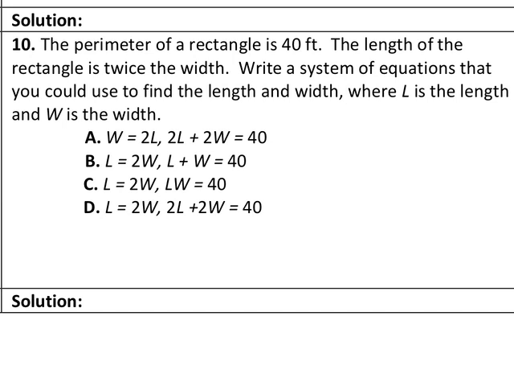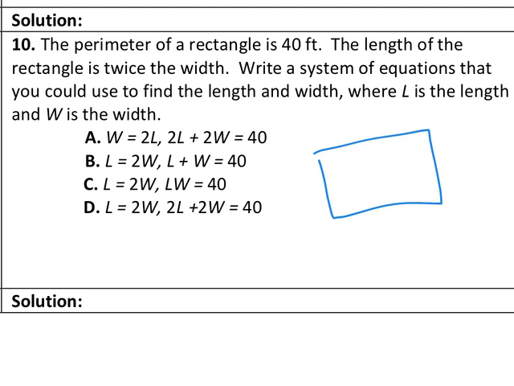All right, the perimeter of a rectangle is 40 feet, and anytime I have any kind of problem like this, I always just like to draw a rectangle just to visualize it. The length of the rectangle is twice the width. Write a system of equations that you could use to find the length and the width, where L is the length and W is the width.